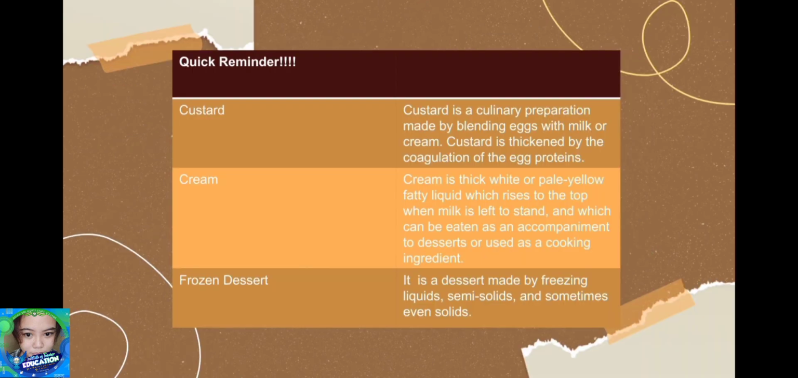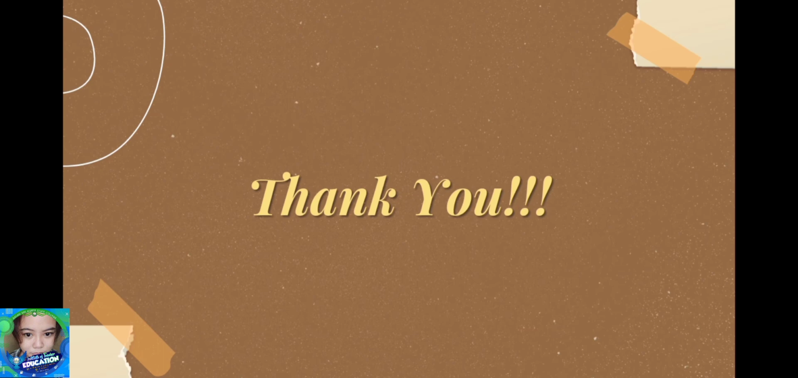Before we end this discussion, let us have a quick review. Custard is a culinary preparation made by blending eggs with milk or cream. Then cream is a thick, pale yellow fatty liquid which rises to the top when milk is left to stand. Lastly is the frozen dessert. It is a dessert made by freezing liquids, semi-liquids, and sometimes even solids. And this will be the end of our discussion. Thank you.